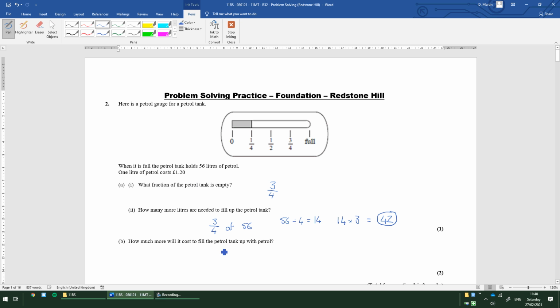Well, if 1 litre costs £1.20, we need to do 42 times £1.20, or times 1.2. If you do 42 times 1.2 and use a calculator on this, 42 times 1.2 gives you an answer of 50.4. So that means it will cost £50.40 to fill up this tank. That's the first one. Right, moving on.